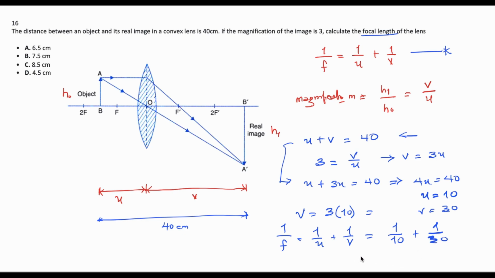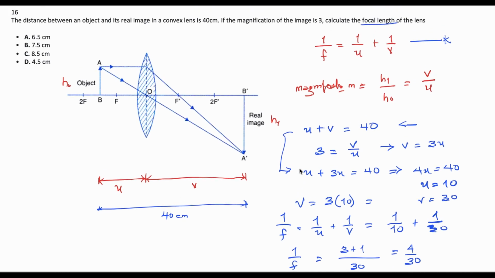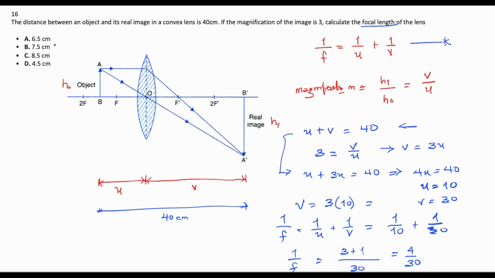So this is equal to, we have an LCM of 30. So 30 divided by 10 is equal to 3, and 3 times 1 is 3. And 30 divided by 30 is 1, and 1 times 1 is 1. So this is equal to 4 over 30. But don't forget that this is 1 over F. So F is the inverse of this, which is 30 over 4, and this is equal to 7.5. So our answer is 7.5, and if we look at our options here, 7.5 is B.